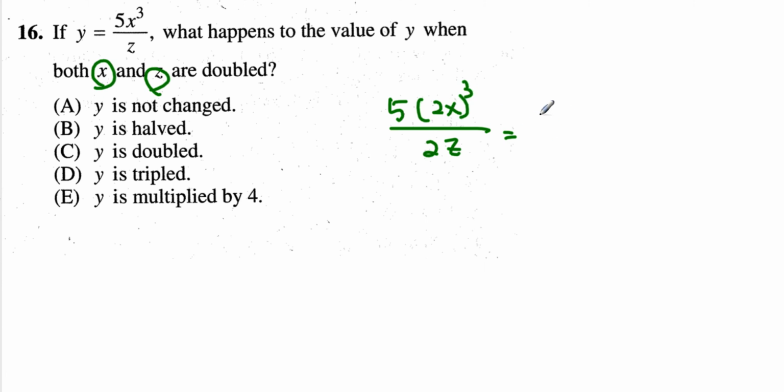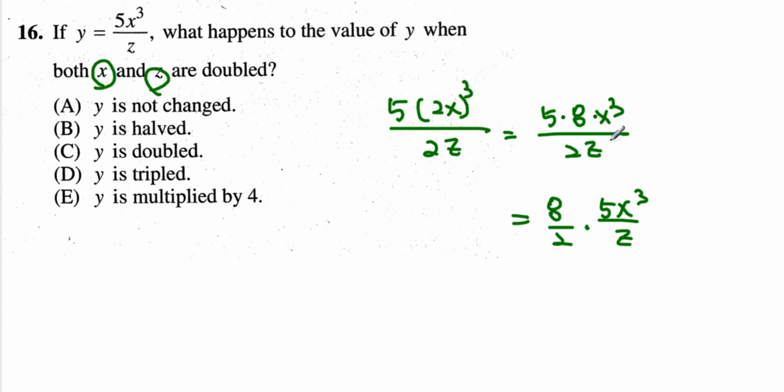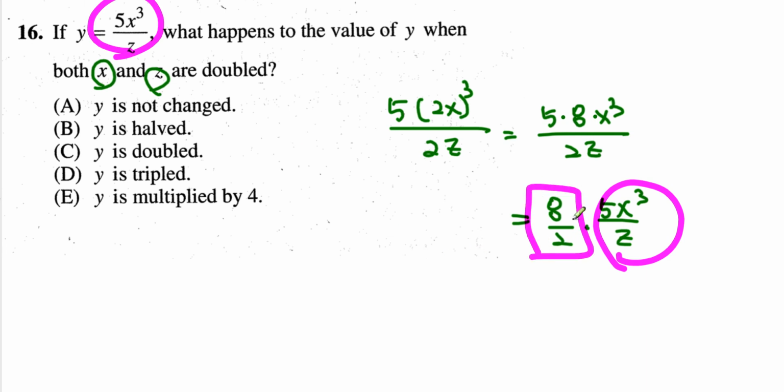Then here, what do we get? 5 times 8 times x cubed over 2z. Notice that I'm not multiplying 5 and 8 right away, because if I rearrange them, I get 8 over 2 times 5x cubed over z. The reason why I have done it this way is because now this one is exactly the same thing as y. But what happened to y? I had to multiply that by 8 over 2, which is equal to 4.